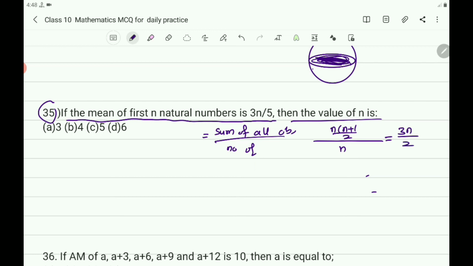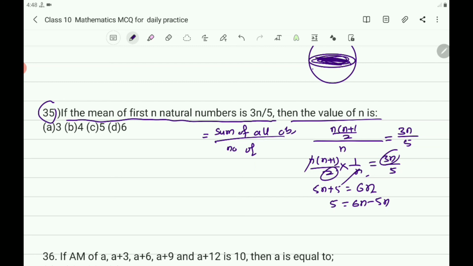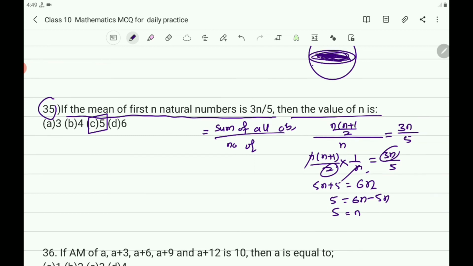3n by 2. Now you take this n into (n plus 1) by 2 into 1 by n equals 3n by 5. Then n cancels. Do the cross multiplication. 5 into (n plus 1) is 5n plus 5 equals 2 into 3n is 6n. Then you write 5 here, 6n minus 5n. You will get 5 equals 6n minus 5n, which is n. So you got n equals 5. What is the answer here? Option C. The answer is C, 5.